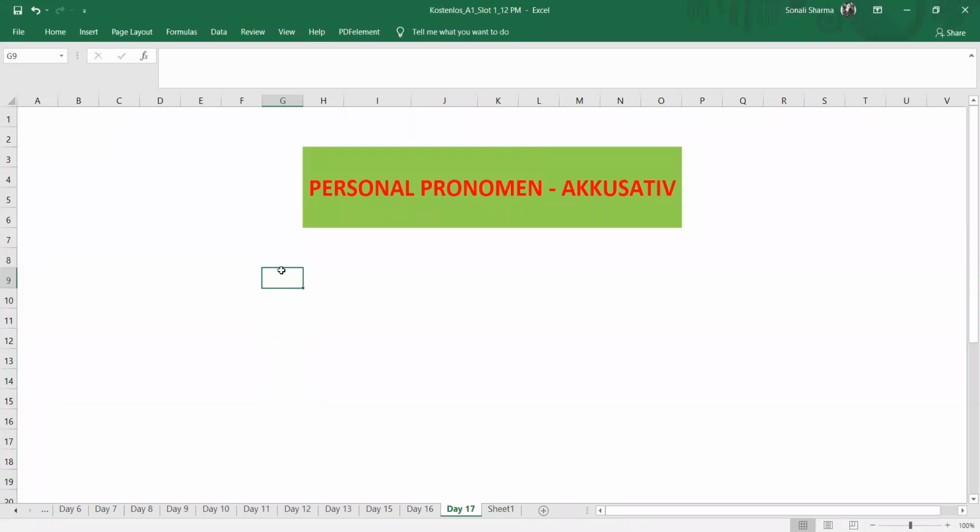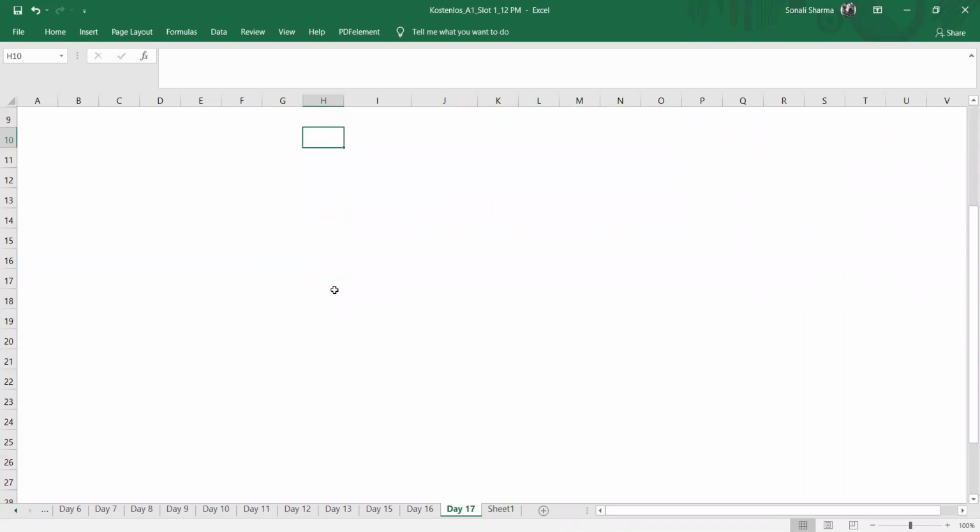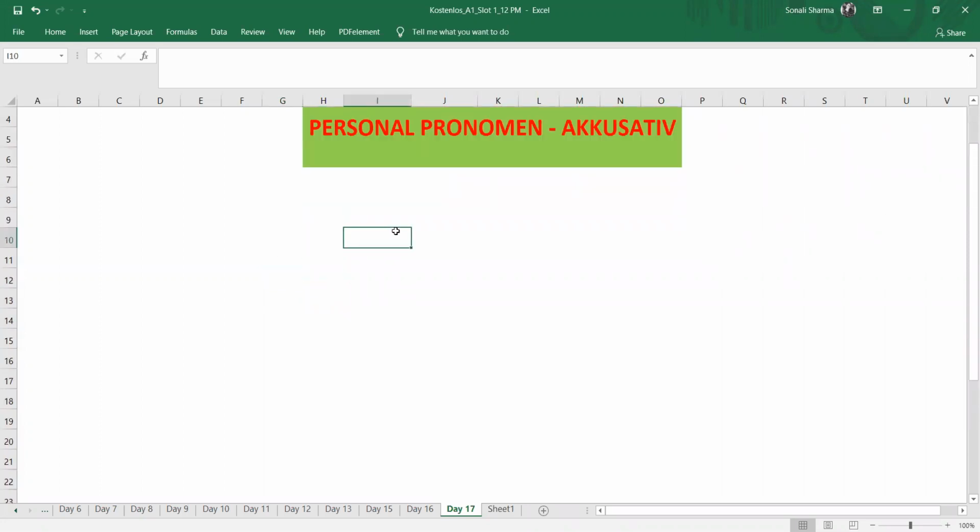So, today's topic on day 17 is personal pronouns in accusative. Today we are going to learn about the personal pronouns in accusative case. Let's start. First, I will be writing all the nominative personal pronouns and then I will be telling you about the accusative ones.